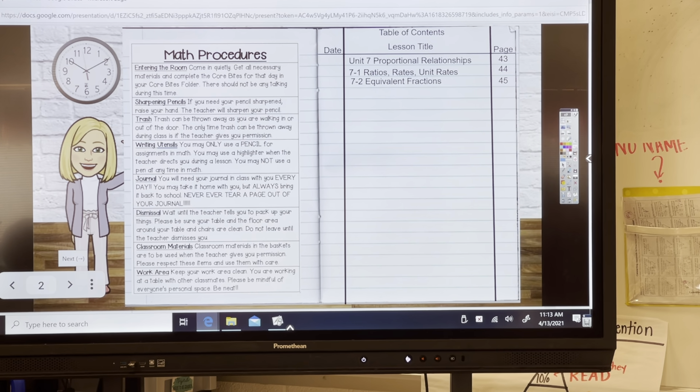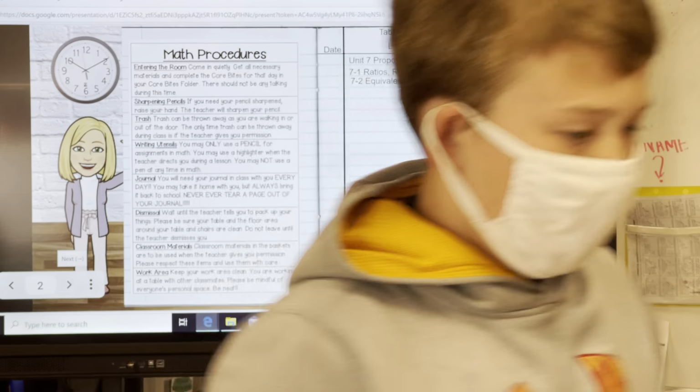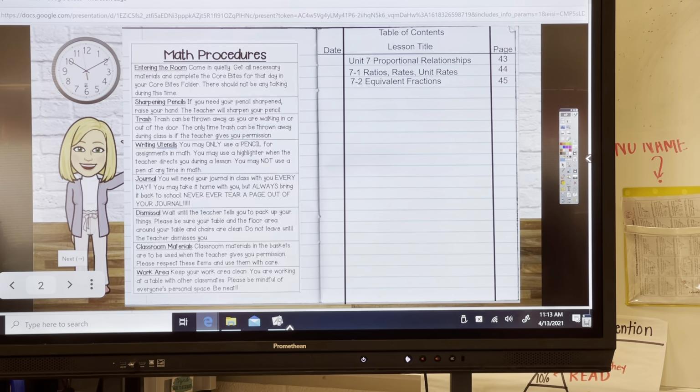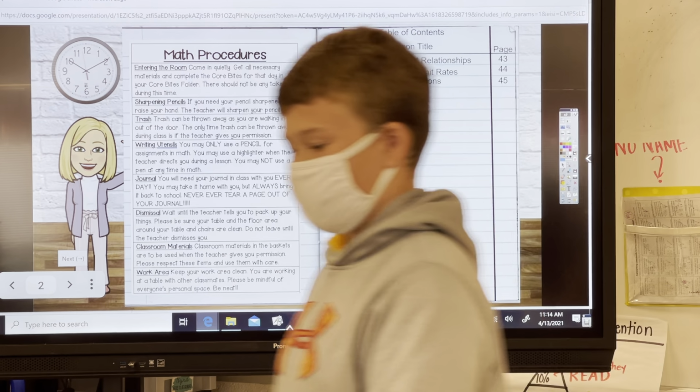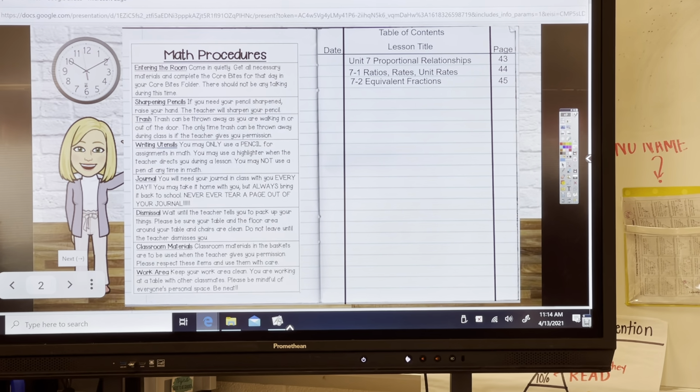Bert, may I sharpen my pencil? Yes. Did you go in Miss Morris's room? Sir? Yes, ma'am. And you need to go again. Okay. You need to see me at lunch then. You can go, but you need to see me at lunch outside.